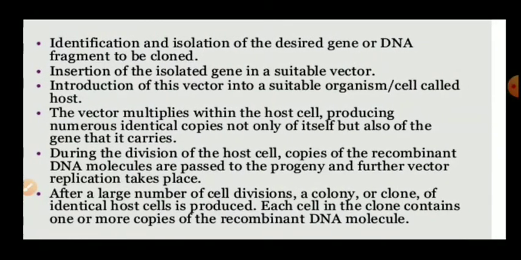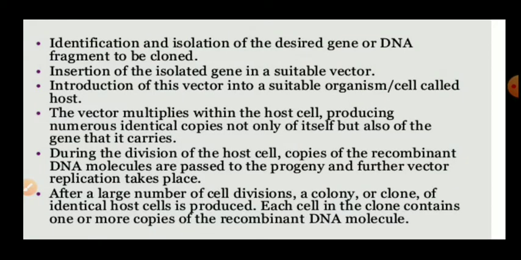And number 4, what happens? The recombinant vector multiplies in the host cell, producing multiple copies of the vector, and along with the vector, multiple copies of the foreign gene inserted inside the vector are also produced. Say, for example, the insulin gene is present inside the vector, and now the vector is introduced into the cloning organism.